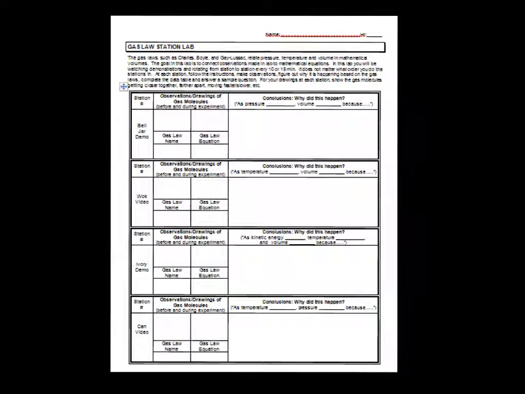Here's a copy of the sheet that we're going to be going through in class today, and on the left hand side here you can see the name of the demos that we're going to be doing in class today, and then after this is some observations and drawings that we need to do. So if you look over here in this box, you're going to put observations before and during the experiment, and then you're going to be including gas law names and the gas law equation that accompanies that name. And there are a couple of questions that go along with each of the gas laws, and we're going to be expecting you to answer those questions as well. So we're going to be going through those in the next few slides.